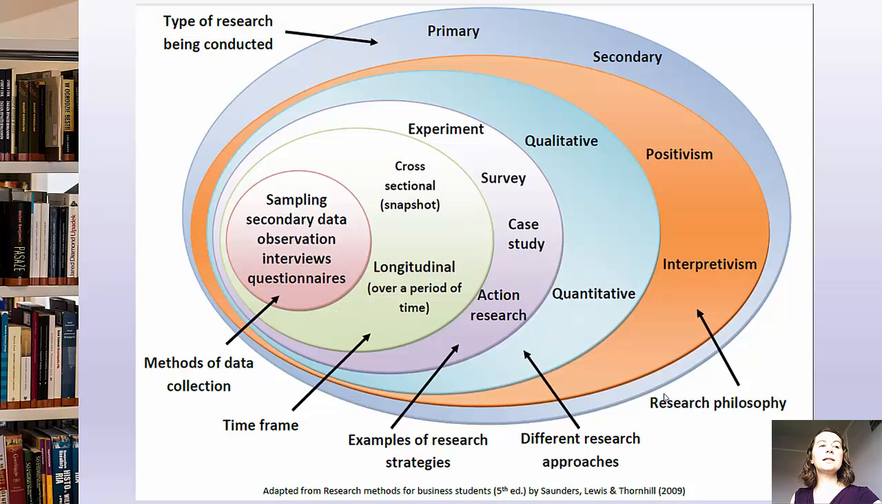To break down the different aspects of your methodology, let's look at this diagram of the research onion that you're likely to be familiar with from Saunders, Lewis and Thornhill's book. This demonstrates the decisions you will need to make as different layers, starting with whether your research is going to be primary, so gathering your own data, or secondary, using other people's data, and working through your philosophy, approach, strategy, time frame, and data collection.